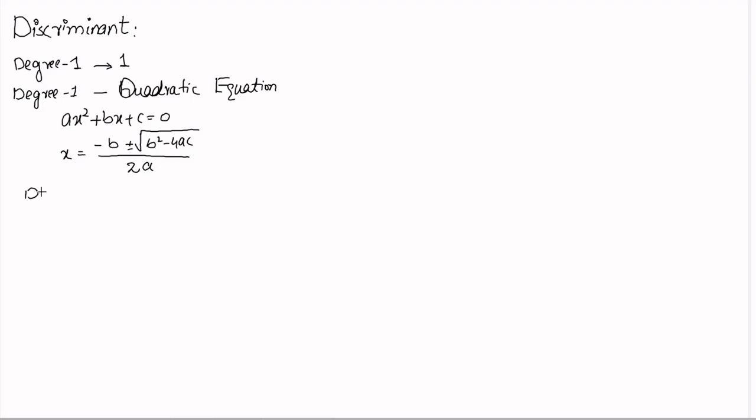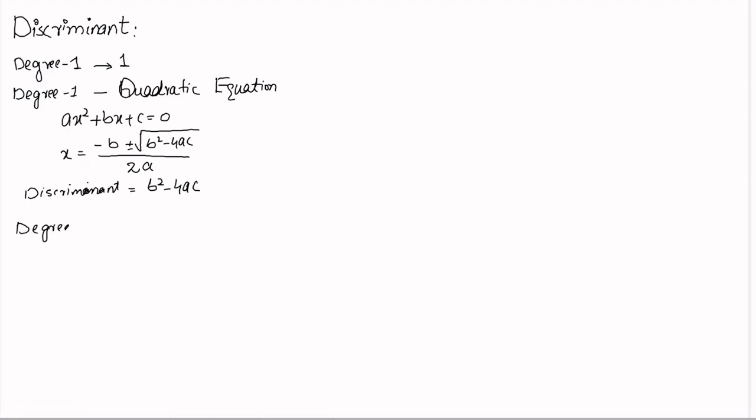Now the discriminant of this quadratic equation is the part of the solution under the square root, which is b square minus 4ac. This is the discriminant of the quadratic equation.